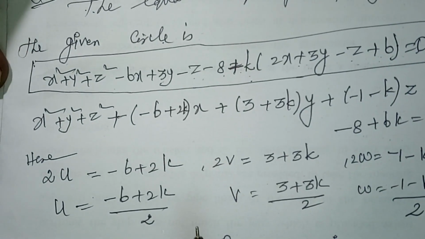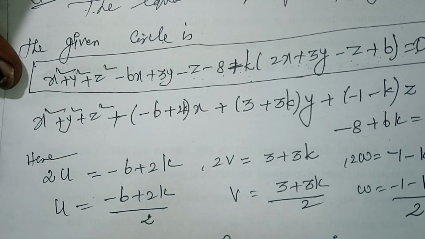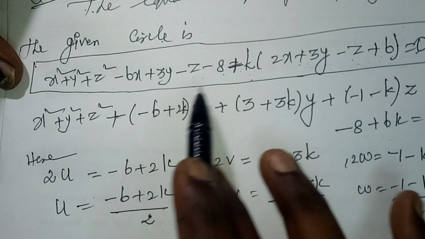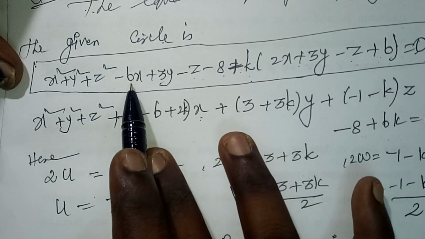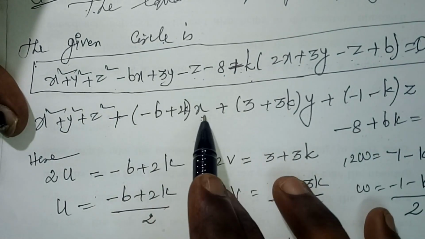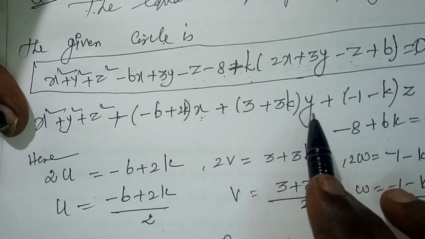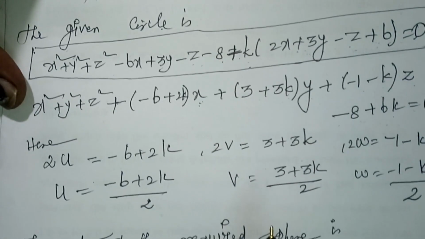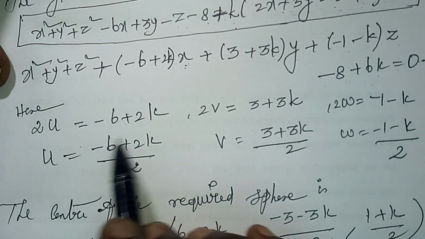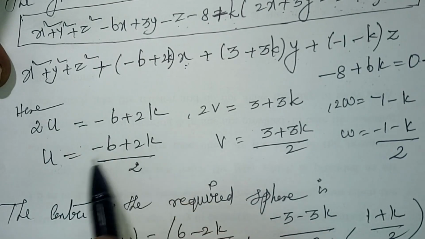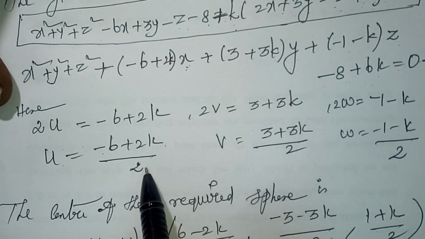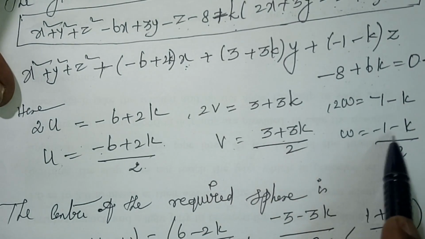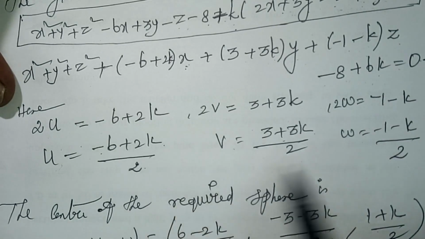Now we see the solution. From this I am going to write x square plus y square plus z square, and taking x common, minus 6 plus 2k times x, like that 3 plus 3k times y, plus minus 1 minus k times z, plus 6k is equal to 0. So here u is equal to minus 6 plus 2k divided by 2, v is equal to 3 plus 3k divided by 2, w is equal to minus 1 minus k divided by 2. So these are the values of u, v, w.